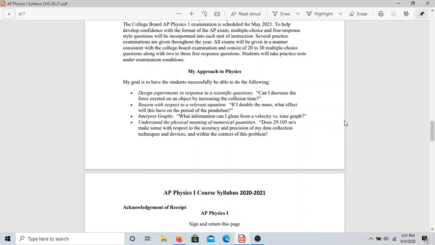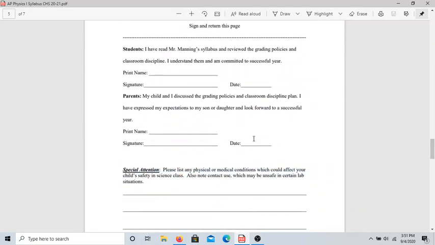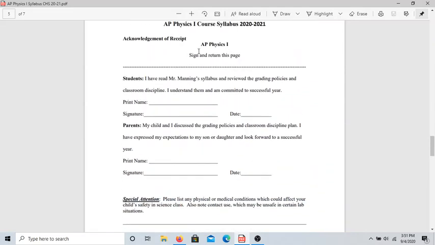Interpret graphs. It's going to be really important in this class. We'll talk about it in more detail as we get to our first unit. And understand the physical meaning of numerical quantities. Basically, we want to be able to understand that if I say something's going 100 miles an hour, or in this case, we're going to start using meters per second, I understand how fast that actually is. Okay? So, there is a page right here that says acknowledgement of receipt.